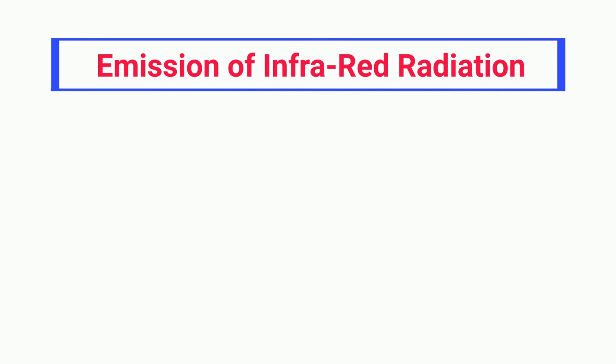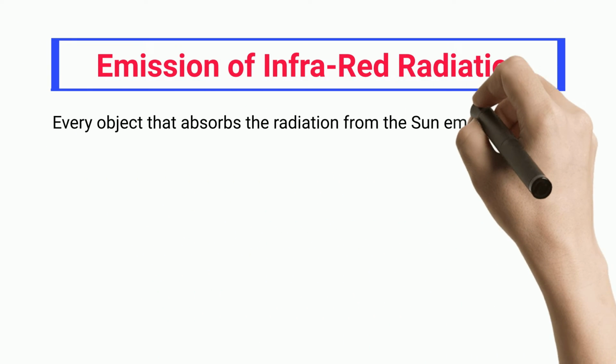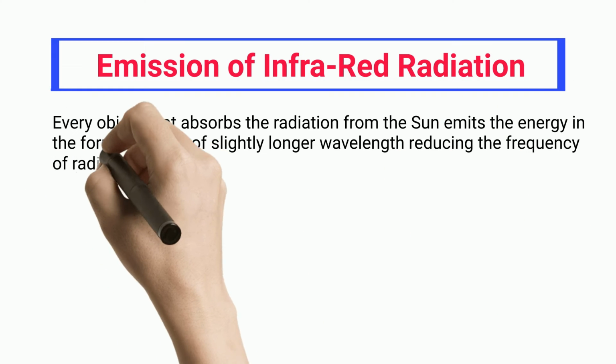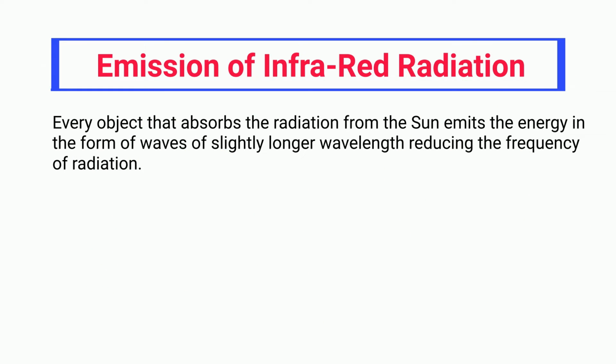Emission of infrared radiation. Every object that absorbs the radiation from the sun emits the energy in the form of waves of slightly longer wavelength, reducing the frequency of radiation.